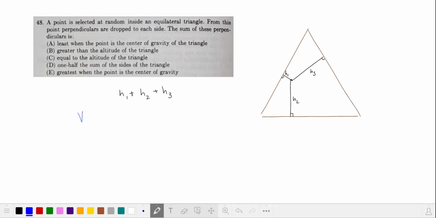This actually looks like Viviani's theorem, which states that the sum of these 3 lengths is actually equal to the height of the whole triangle. If you're not familiar with this theorem, it's easy to show by drawing lines from our point to the 3 vertices of our triangle. If we call our chosen point P and the vertices are A, B, C, then we can express the area of the whole triangle in terms of the sum of these 3 smaller triangles.